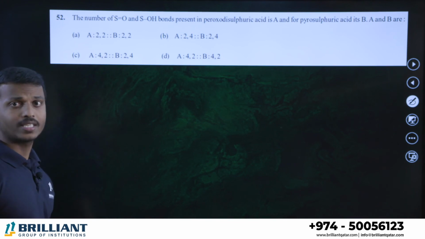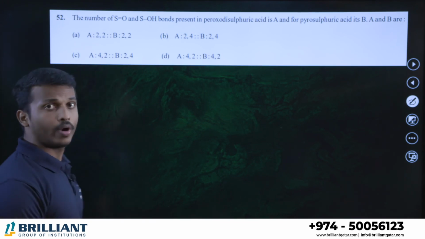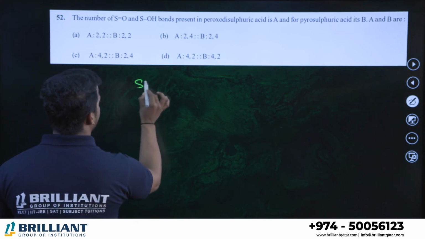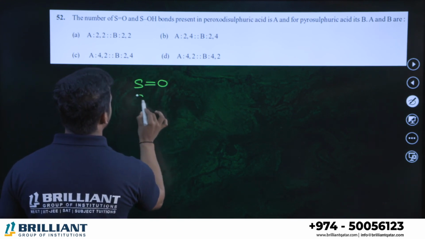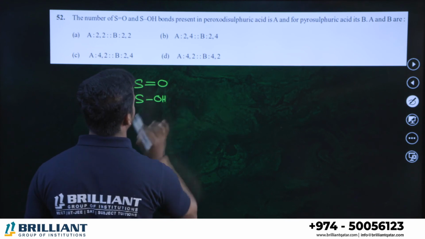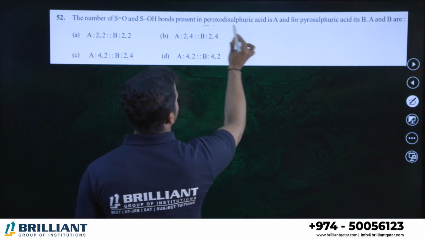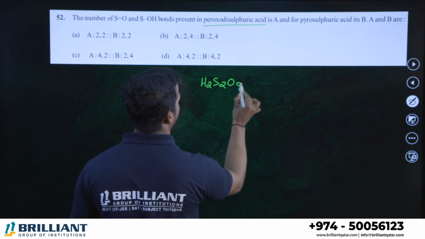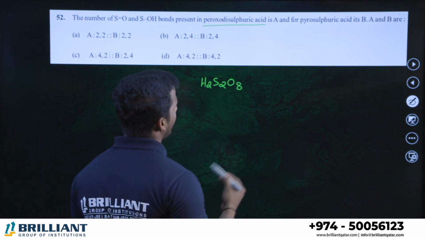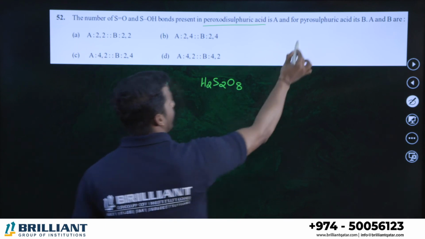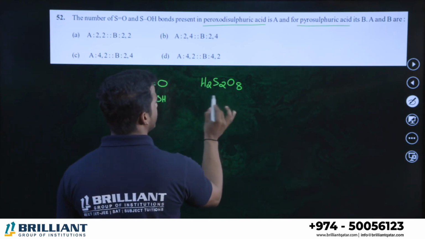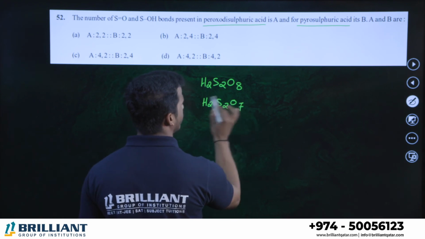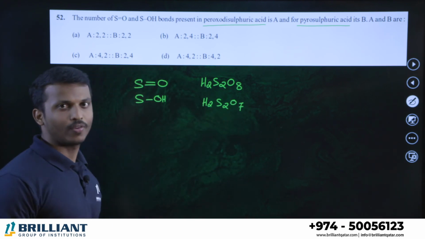The number of S double bond O and SOH bonds present in peroxodisulfuric acid. What is peroxodisulfuric acid? H2S2O8 is A. And for pyrosulfuric acid, what is pyrosulfuric acid? H2S2O7. That's also called oleum. Dear all of you, let's calculate.